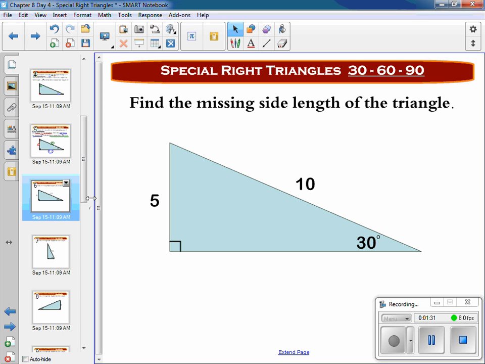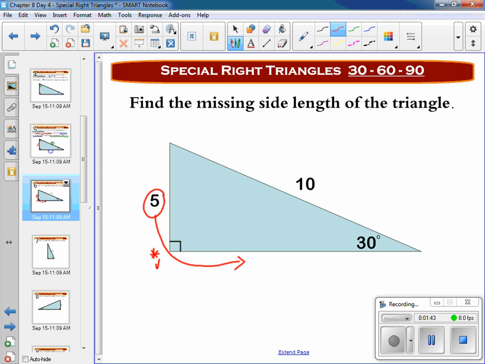Okay, so remember to get from the shorter side to the longer leg, we want to multiply by the square root of 3. Okay, so I'm going to take my shorter side and I'm going to multiply that by the square root of 3, and that's going to get me my missing side of this triangle.